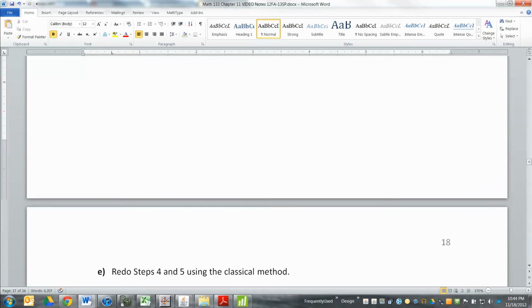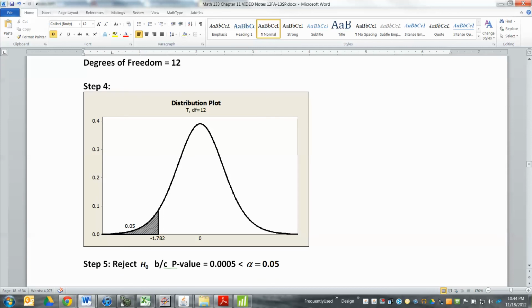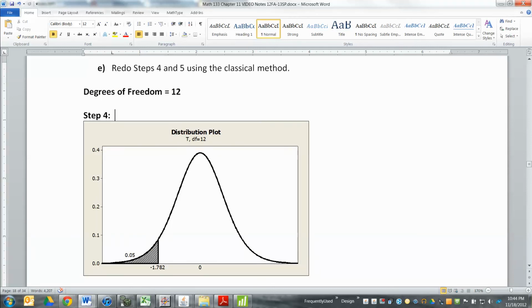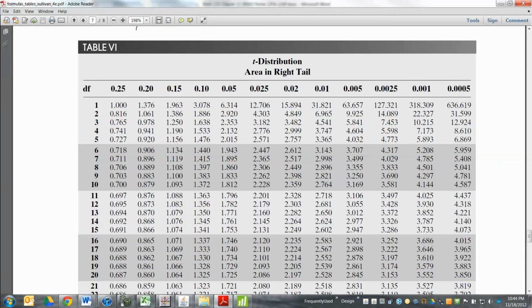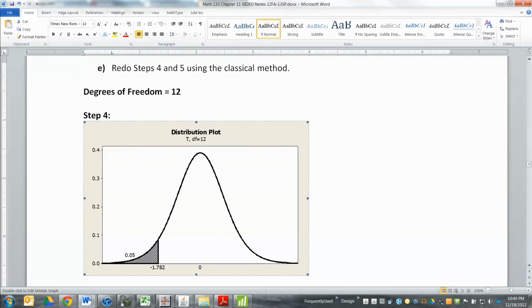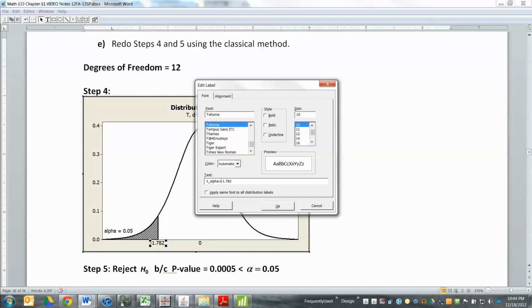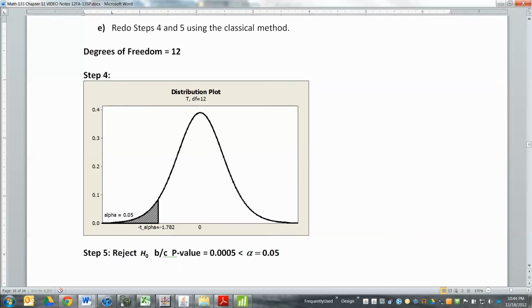Now real quickly, what are we supposed to do if we're supposed to do the classical method? Well, everything else would be the same, right? Except you need degrees of freedom, which is 12. You grab from your T table, which is down here. You say, okay, 0.05 is in the tail because it's left-tailed, so you don't have to split it in half. Go down to 12, that's 1.782, but since it's left-tailed, you have to make it negative. I'm just going to label that for you so you can see it. So this is alpha over here. This is negative t alpha, which is negative 1.782.